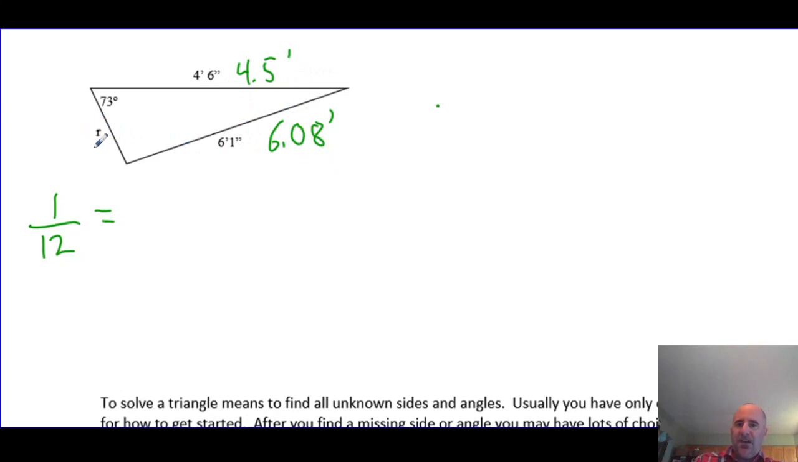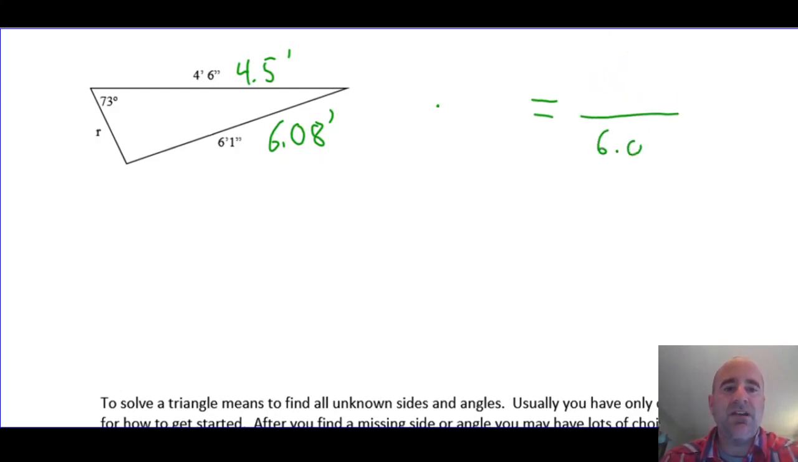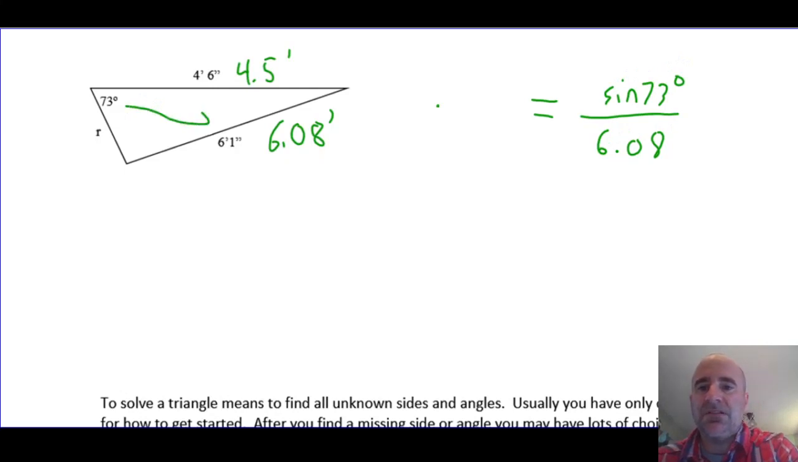We want to find side R, but we're having a bit of trouble here because we're not going to be able to get it right away. We don't know this angle and we can't figure it out. So what angle can we figure out? Well, we've clearly got to use 6.08. If we're going to find an angle, we've got 6.08 over the sine of 73, because this is opposite that. Okay, and then I can use the 4.5 to find this angle right here.